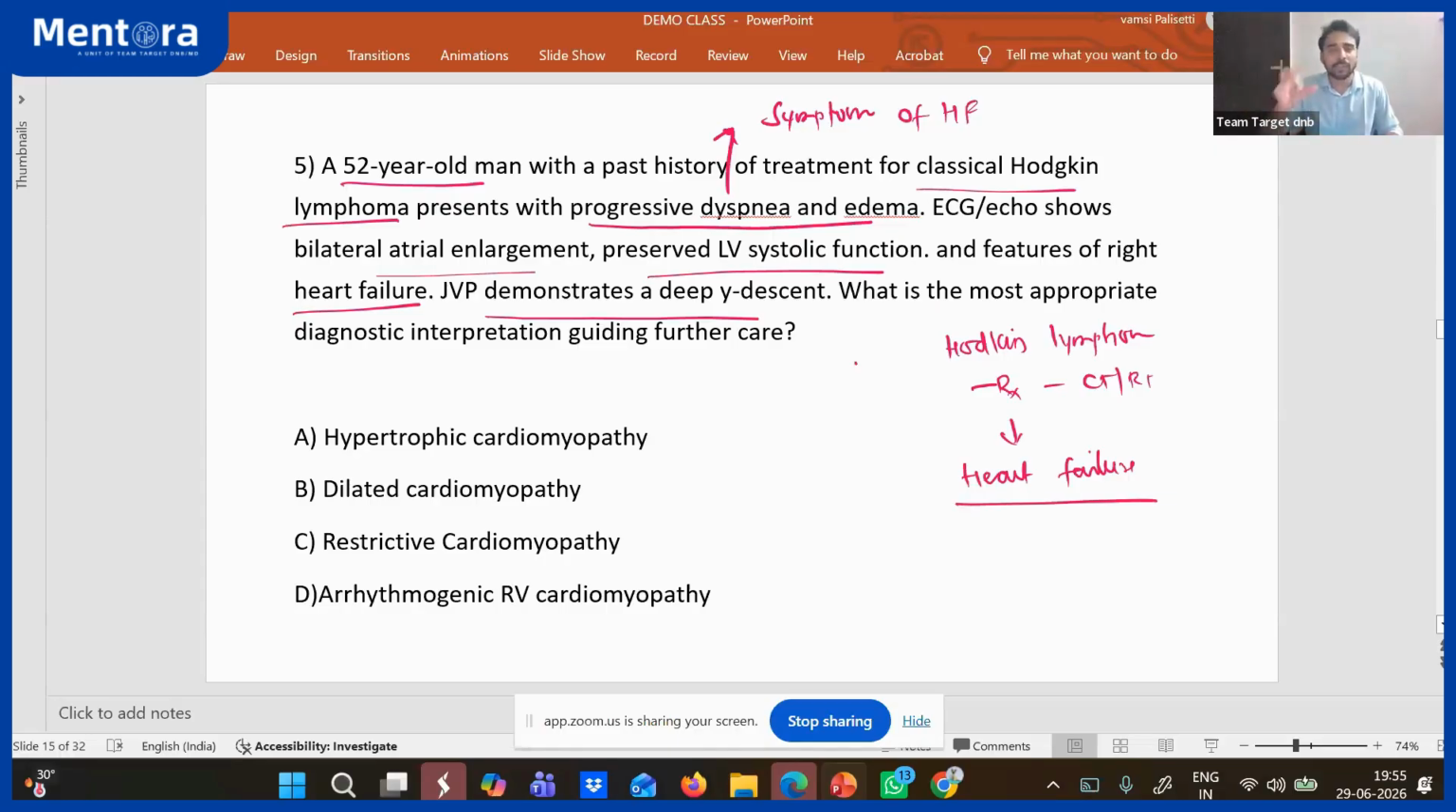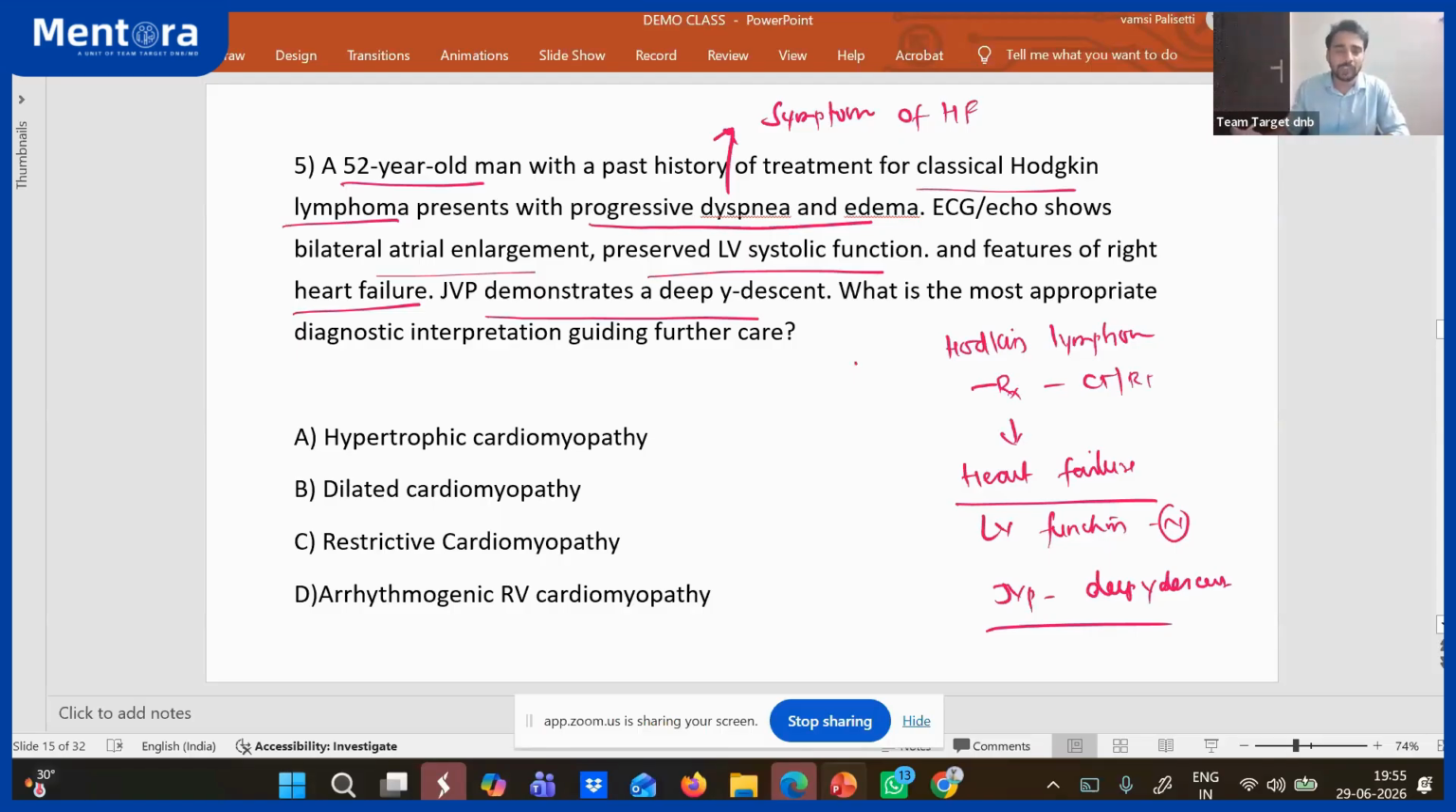So patient has symptoms of heart failure. When they do echo, they have some bilateral atrial enlargement, but LV function is normal. Right? And JVP there is deep wide descent. That's it. Simple. So this was the question they asked. We can write easily. So what are the things we'll see? Let us see.